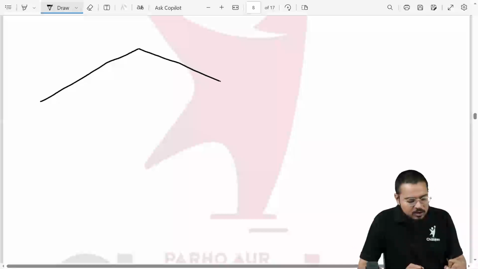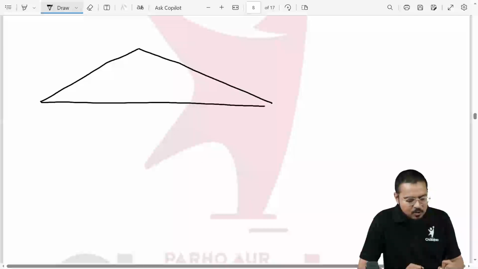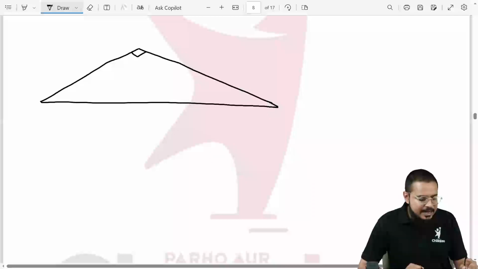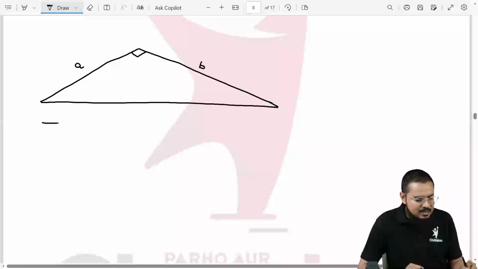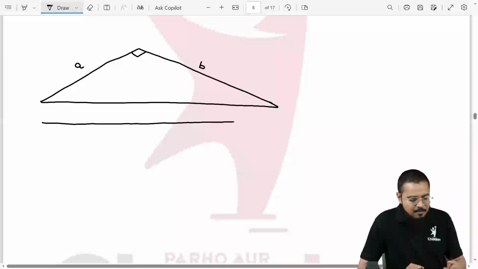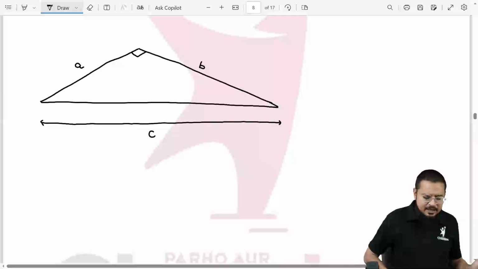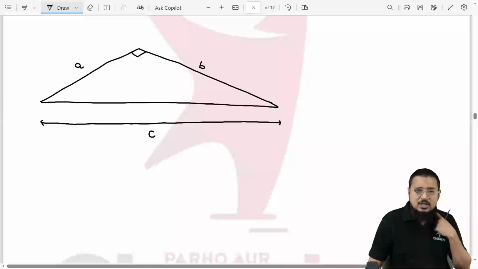Where the Pythagoras theorem is satisfied: perpendicular square plus base square equals hypotenuse square, or a square plus b square equals c square. For example, let's say this is my 90-degree angle, and this is one of the legs, and this is my second leg, and this is my hypotenuse. Let's name this C. That's how the names are designed. The names were designed initially as A, B, and C respectively.